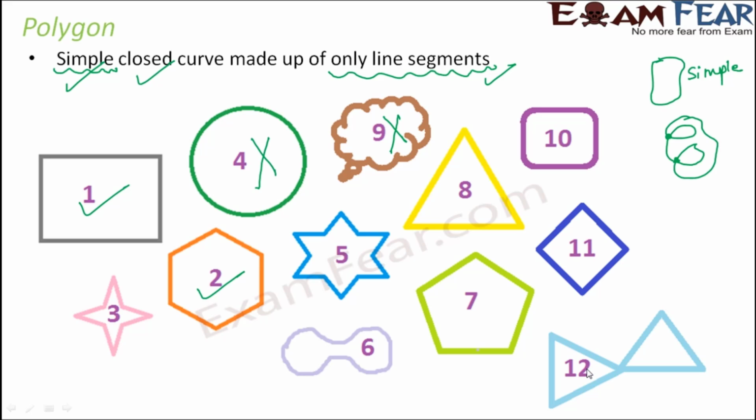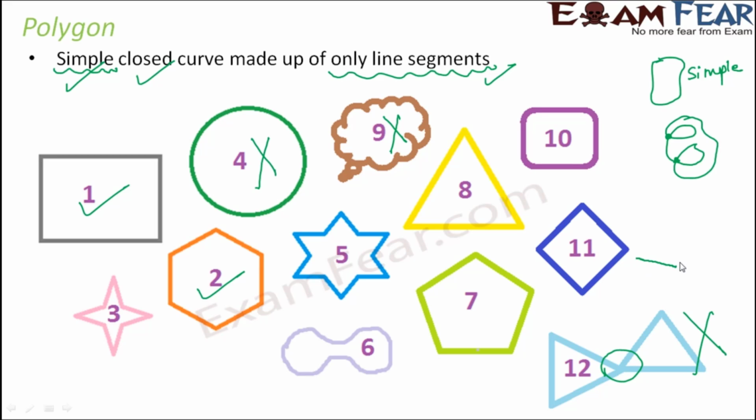If you look at number 12, now number 12 is closed. Yes, it is closed. It is made up of line segments. Yes, 1, 2, 3, 4, 5, 6 line segments make it. Is it a simple curve? No, because it crosses over itself. You see, it is crossing over itself like this. So at this region, it is crossing over itself. Therefore, this is not a polygon.